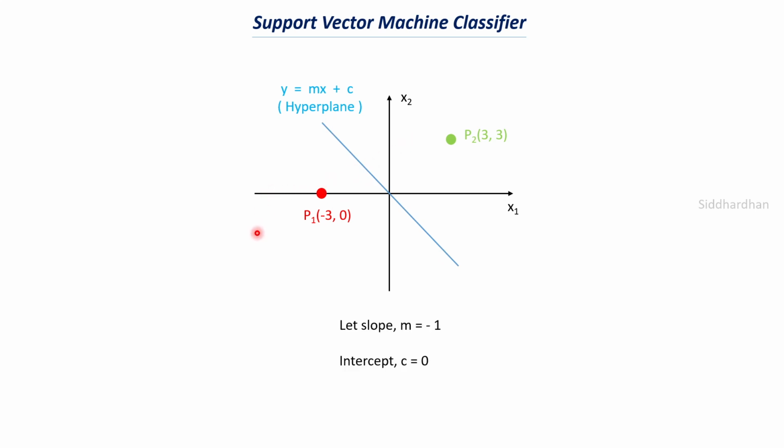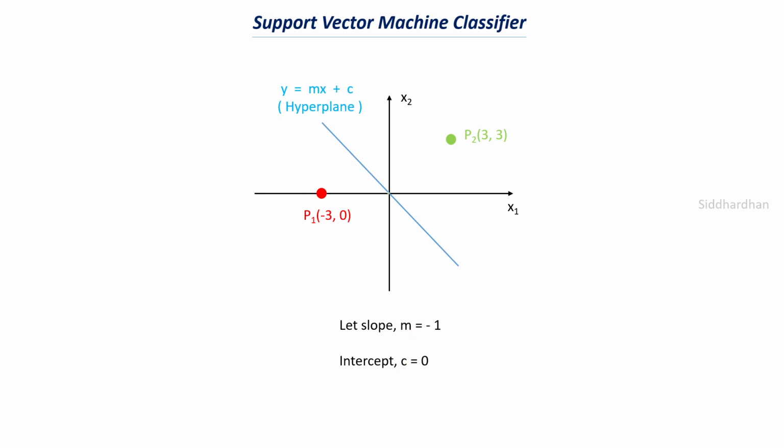So let's say that the slope of this line is -1. Let's take this blue color line, which will act as our hyperplane for our support vector machine classifier. Let's say that the slope of this line is -1, and the intercept c is equal to 0. We know that the equation of the line is y is equal to mx plus c, where m is the slope and c is the intercept, right? Slope basically tells you the orientation of your line.